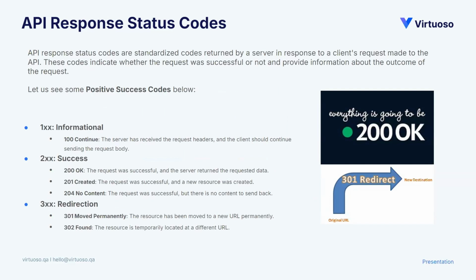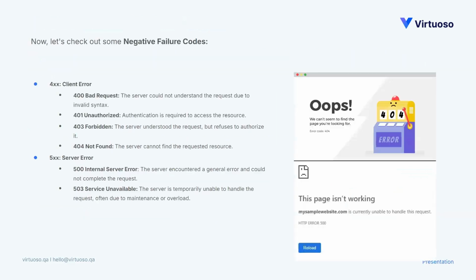Talking about API status codes, there are majorly two kinds of status codes. One is the positive success codes, and the second is the negative failure codes. Positive success codes are generally denoted by the 1, 2, and 3 series, where you might have already seen 200 OK, which is generally known to be a success response, and 201 Created, which is deemed to be a new resource that was created. So we generally get that in return. Looking at the negative failure codes here, generally these are denoted by the 4 and 5 series.